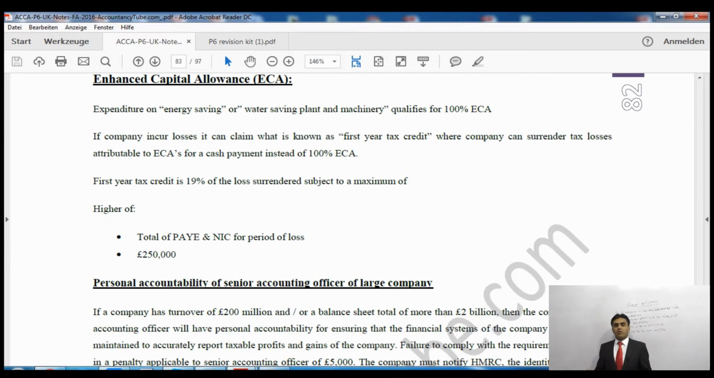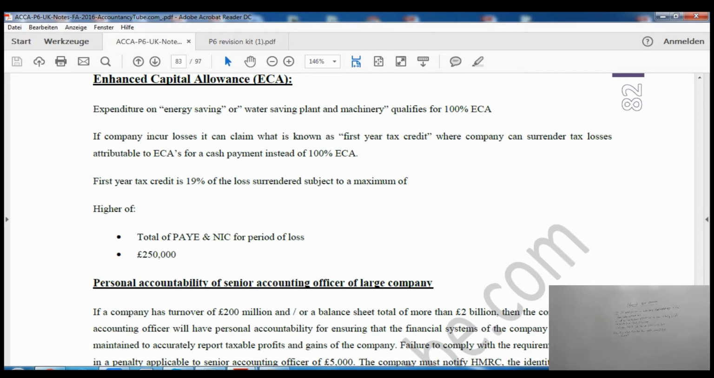Sometimes the company is already in losses. If the company is already in losses, then even if they claim whatever amount of capital allowances, they will eventually increase the loss, because if we deduct the capital allowance out of the loss, negative becomes more negative. So in those cases, HMRC says that instead of claiming a capital allowance, what you can get is a 19% cash amount of whatever you have spent on enhanced capital allowances. That's what we are going to study now, enhanced capital allowances.